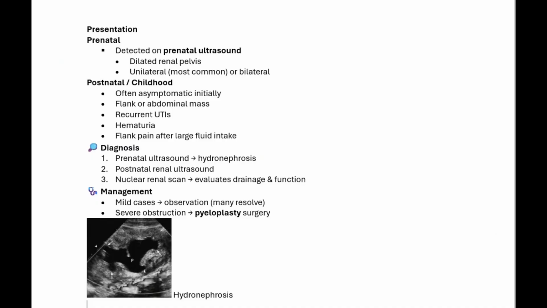And when you look at the prenatal findings, when you do your prenatal ultrasound, you're going to see a dilated renal pelvis, and most of the time it's unilateral. And of course, if it's bilateral, you're going to see bilateral dilated renal pelvises. And postnatally or in childhood, they could often be asymptomatic initially, particularly if it's unilateral, but they could have a flank or abdominal mass.